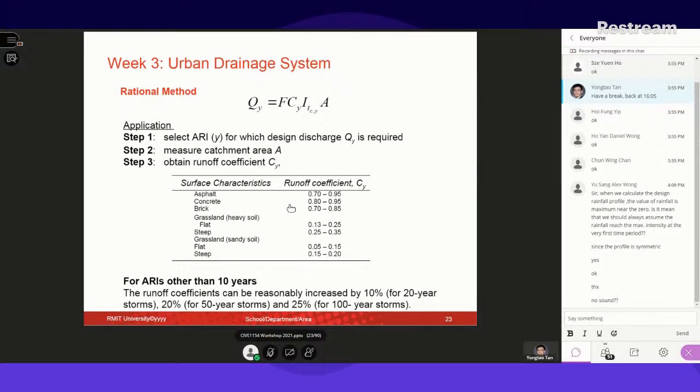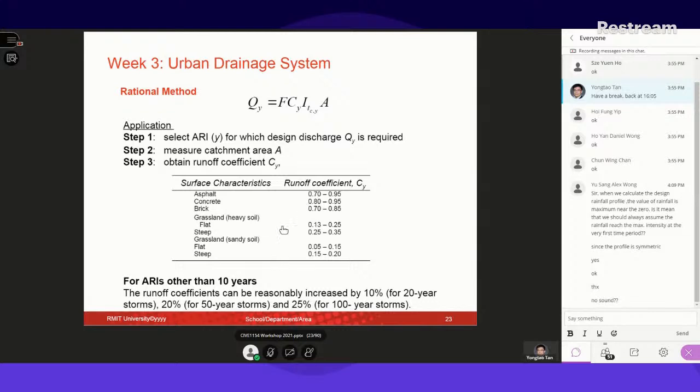So step 2 is the measure of the catchment area. Normally it is valid for the area less than 25 square kilometers, and also we can get the runoff coefficients. This means different surface characters will have different runoff coefficients. Surfaces such as asphalt, concrete, brick normally have a higher runoff coefficient. That means most of the rainfall becomes surface runoff because most of it is impervious area.